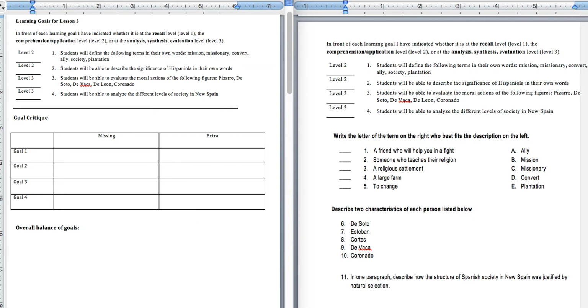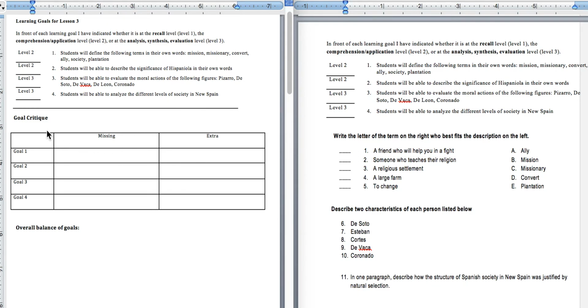So we're going to start by looking at the goals, and I will tell you the level of cognition that is intended. Otherwise, it gets too complicated and too ambiguous. I have too many correct possible answers. And you look through these, and I have one where they're defining terms, describing the significance of a place, evaluating moral actions, and analyzing different levels of society.